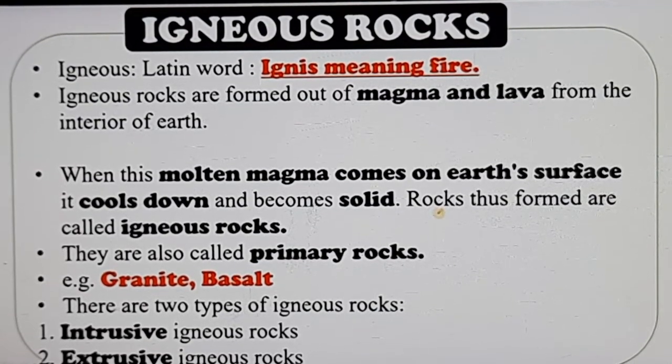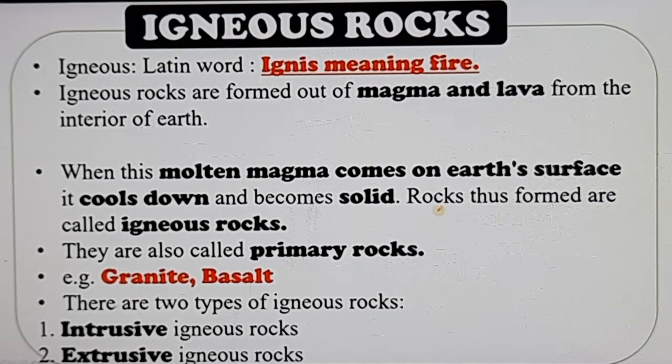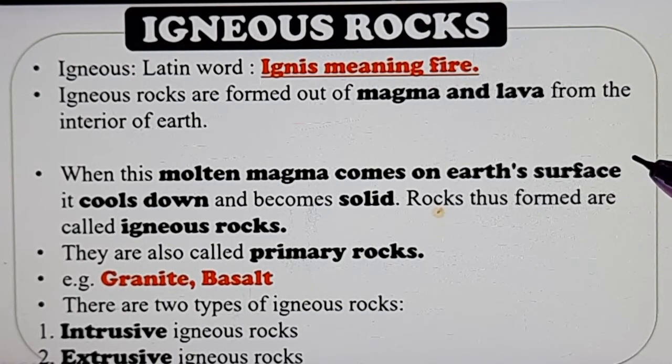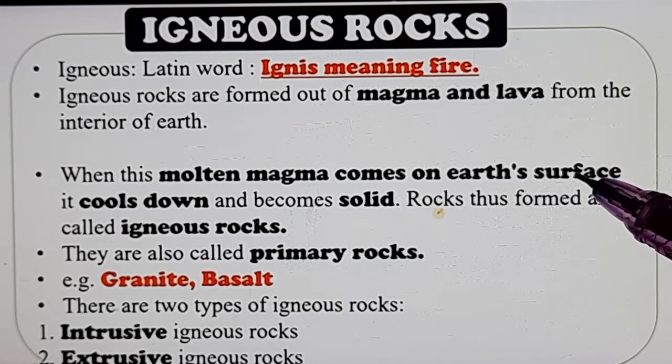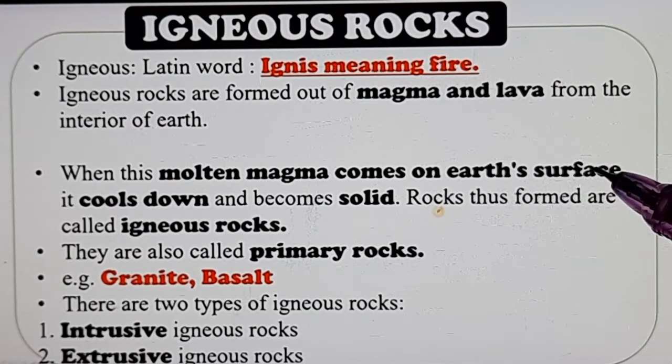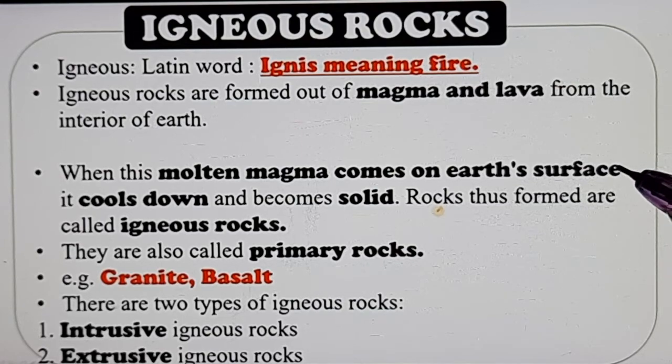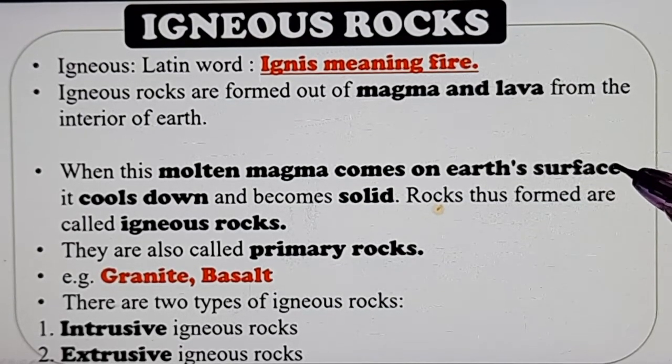So igneous rocks are formed out of magma and lava from the interior of the earth. When the molten magma cools, it becomes solid.